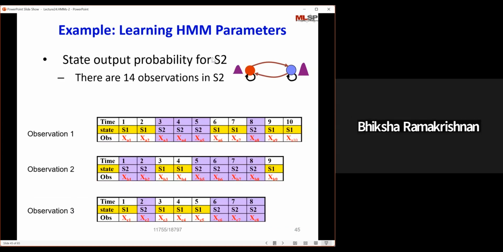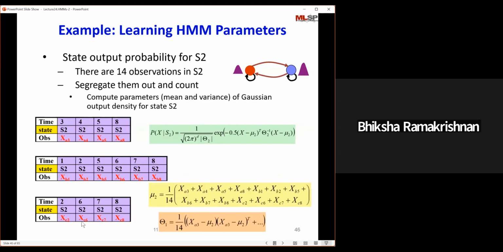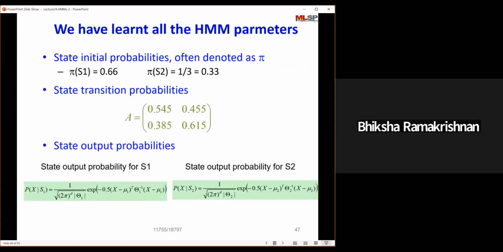Similarly, there are now 14 observations of S2, which I have highlighted in purple, right? And correspondingly, there are 14 observation vectors. So I could segregate those out, and their mean and their variance are going to give me the parameters of the Gaussian state output distribution for state S2. And so using those, I can also compute the parameters of the state output distributions for each of the states.